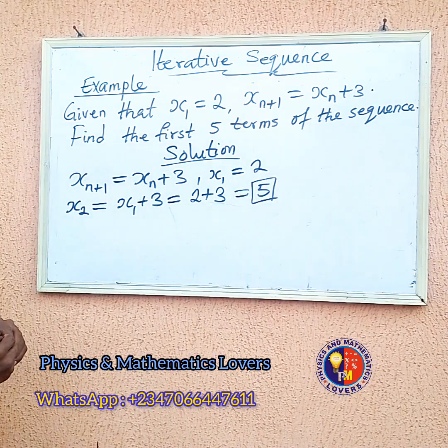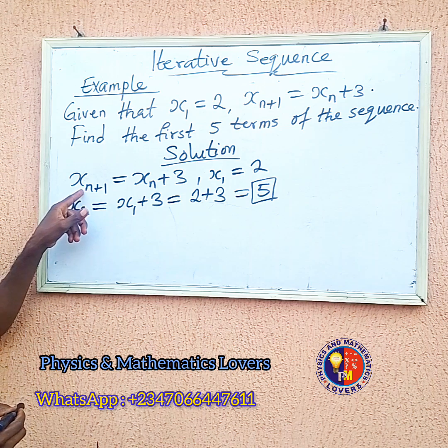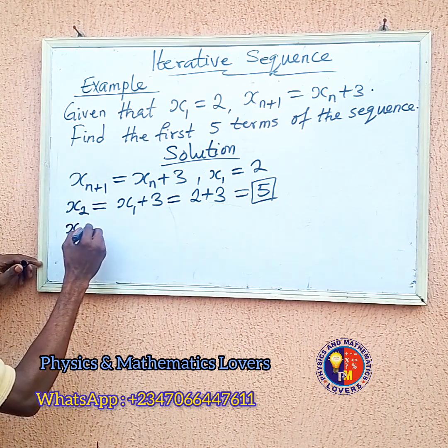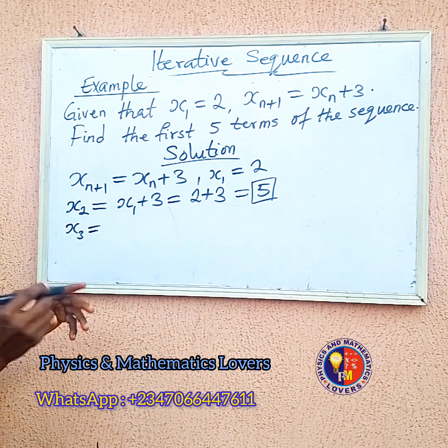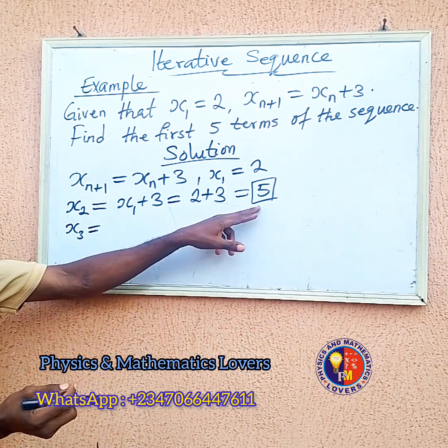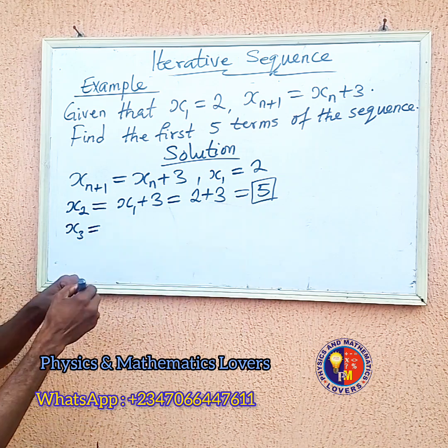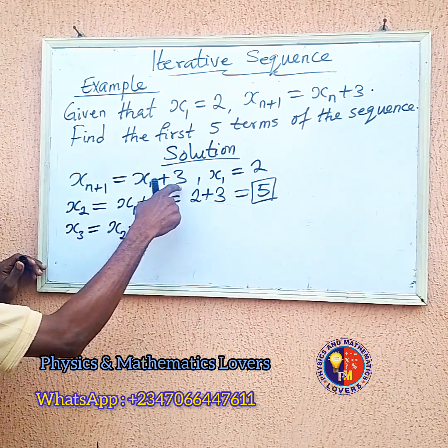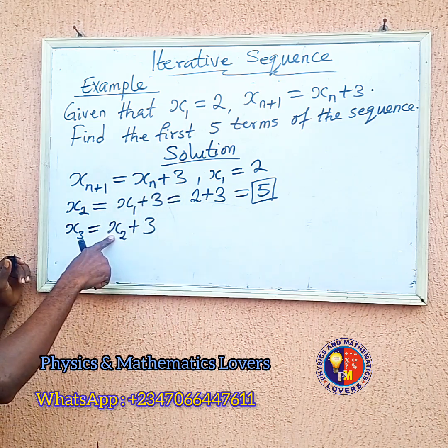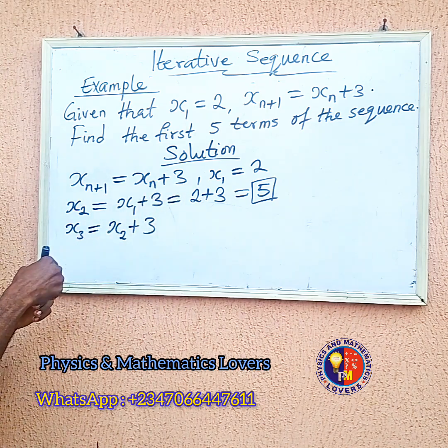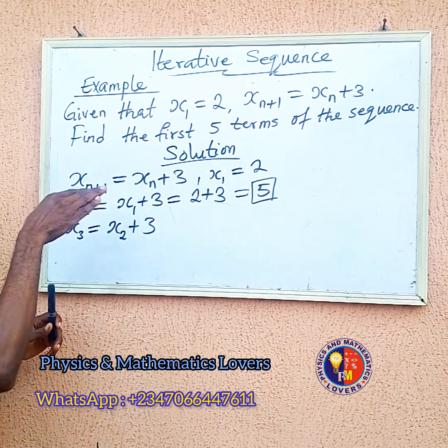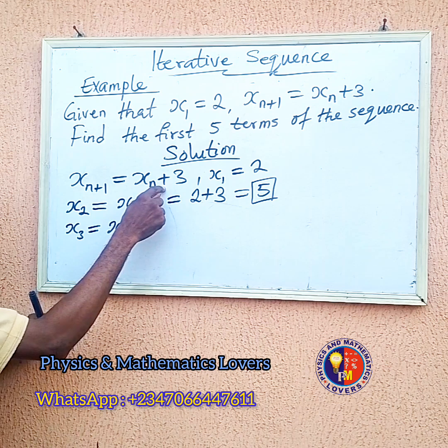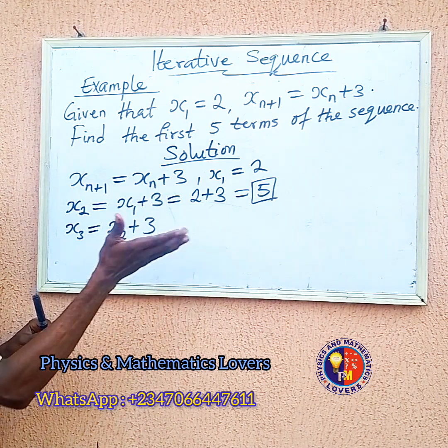Then the next term, because the index is increased by 2, gives me x3, which equals x2 plus 3. You apply that same rule to the previous term. This 3 here is constant. It is this n that changes. So in getting the next term in an iterative sequence, you apply that same rule to the previous one before you get to the next term.